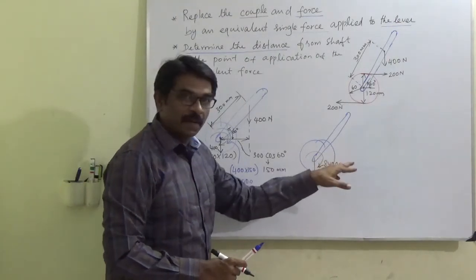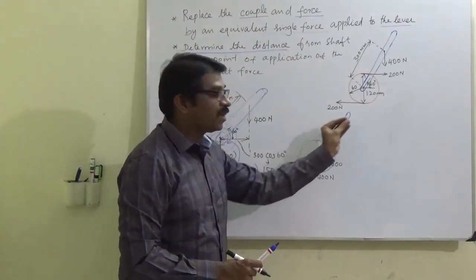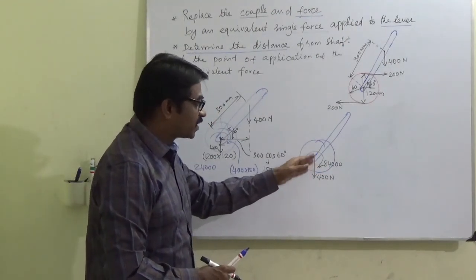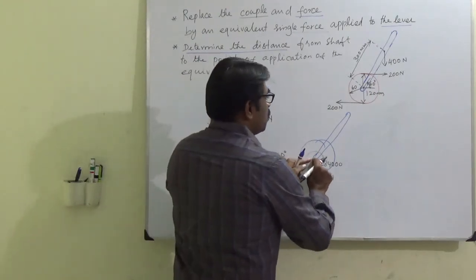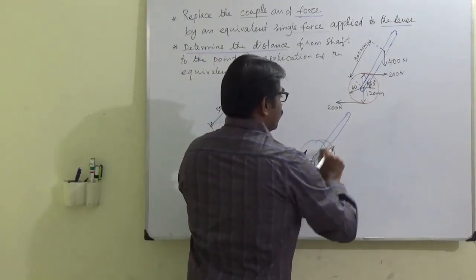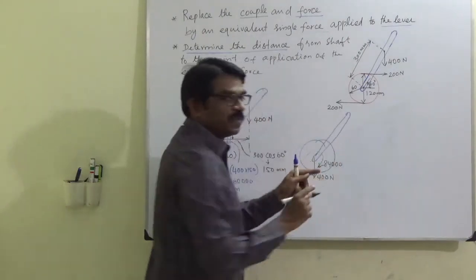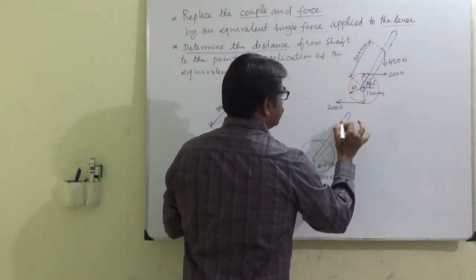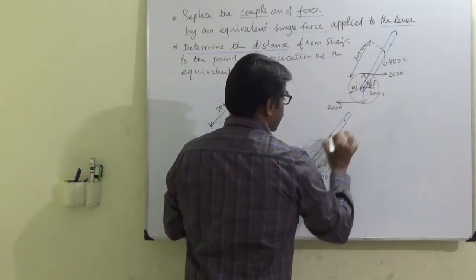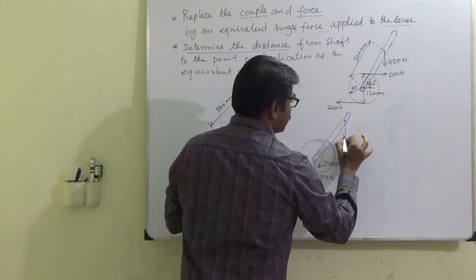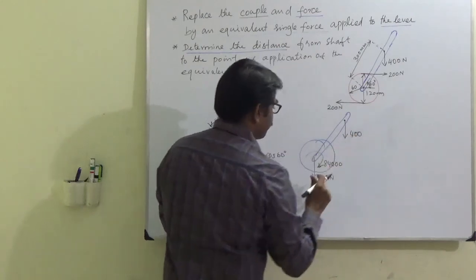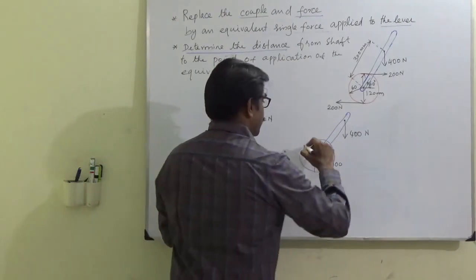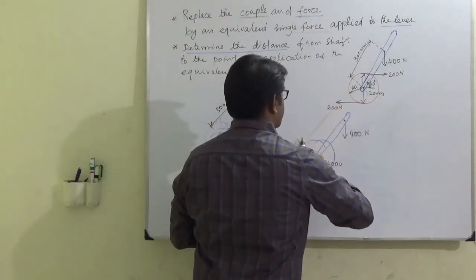In order to avoid the couple, what we have to do? We have to move the force. It is a clockwise couple, or the moment of the couple is clockwise. So I have to move it along the lever. What distance I have to move? That is the question. Say assume some point here. I'm going to move this so that my 400 will come here. And what is this distance? I do not know, which I have to find out now.